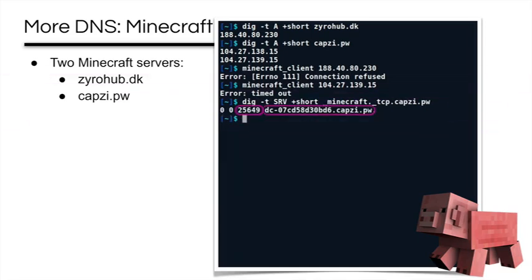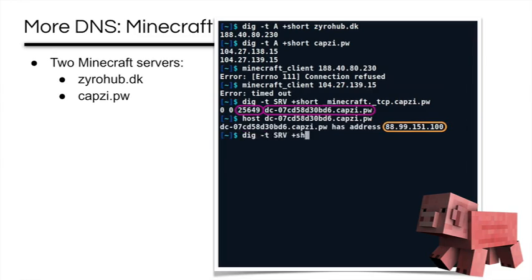And here's the SRV record. It's got the TCP port and domain name where the server is actually running. So I'll use this other tool called host to look up the IP address. It's really similar to dig, but has slightly more user-friendly output. And so here we see that the server is actually running at 88.99.151.100. I'll look up the other SRV record for zerohub.dk. And again, we see the port number and the target domain name.